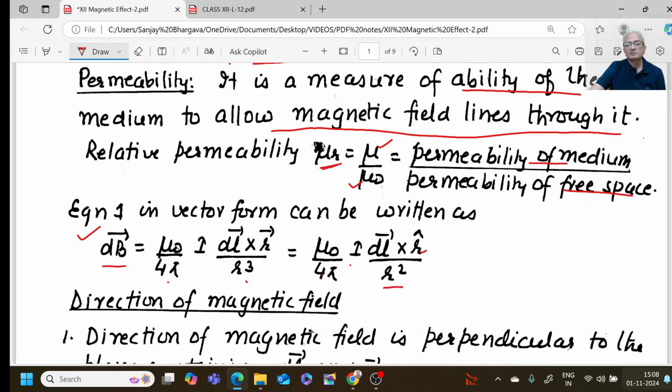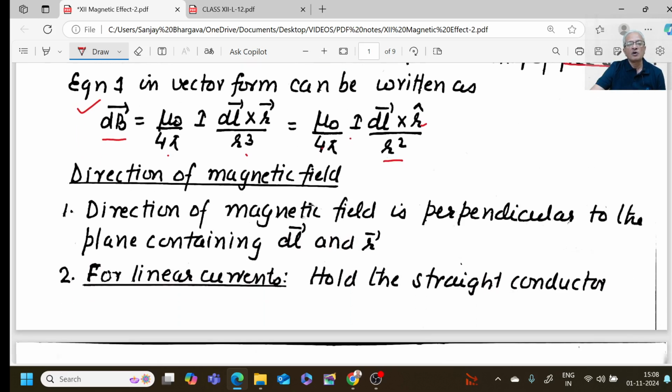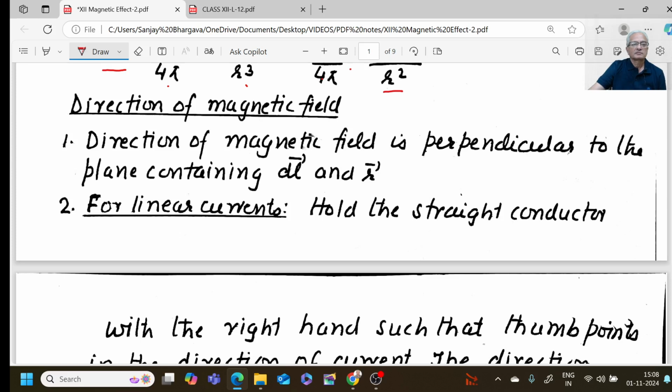Now the question is how to calculate the direction of a magnetic field. The direction of magnetic field as per the rules of the cross product is perpendicular to the plane containing dl vector and r vector. Now we may have linear currents like straight conductors. So how do we calculate the direction of the magnetic field?